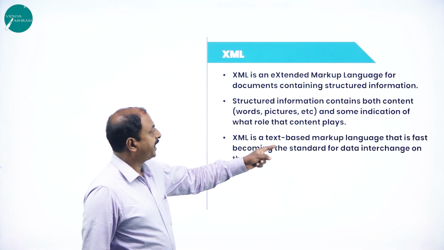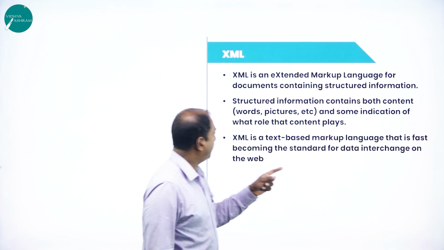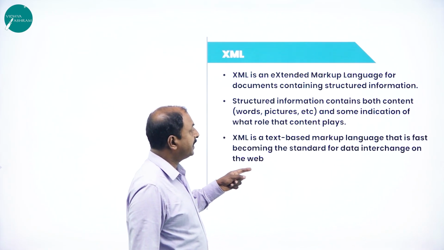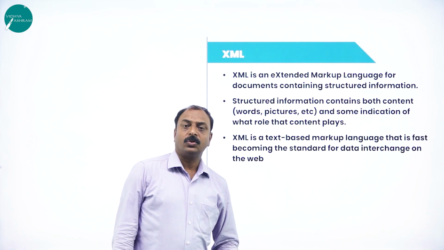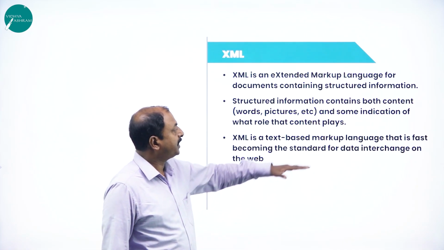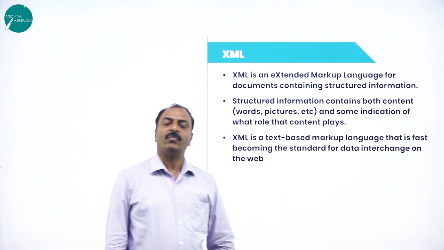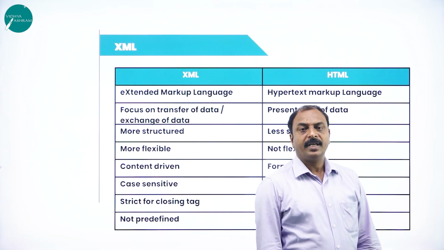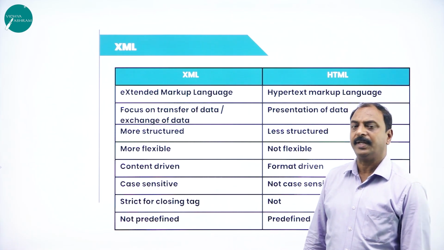Next, XML is a text-based markup language that is fast becoming the standard for data interchange on the web. So nowadays, it is a standard language for web applications. Now let us see the difference between HTML and XML language.